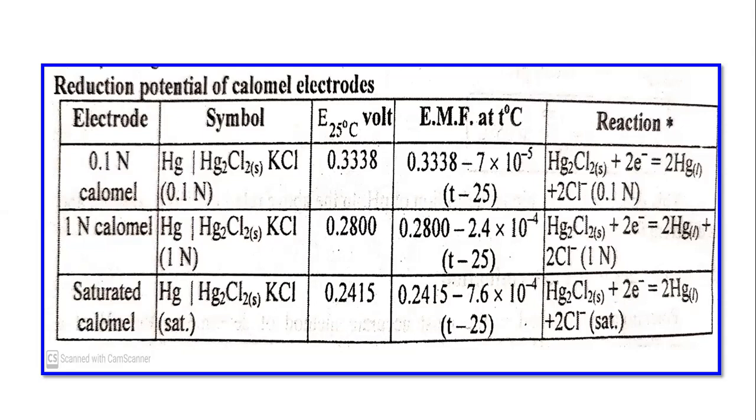So the next part of this pH meter, that is the glass electrode, we'll discuss in the next video. Then we will discuss the advantages and disadvantages of the glass electrode, followed by some other important topics from this chapter. So thank you very much for watching the video.